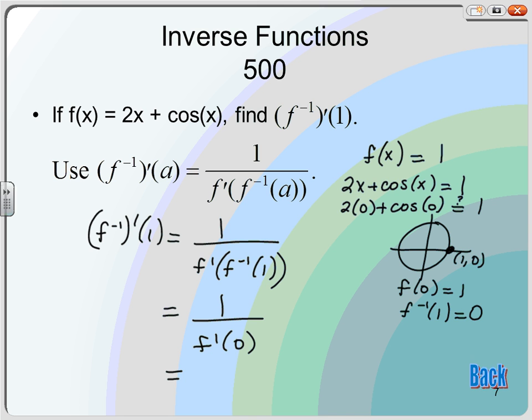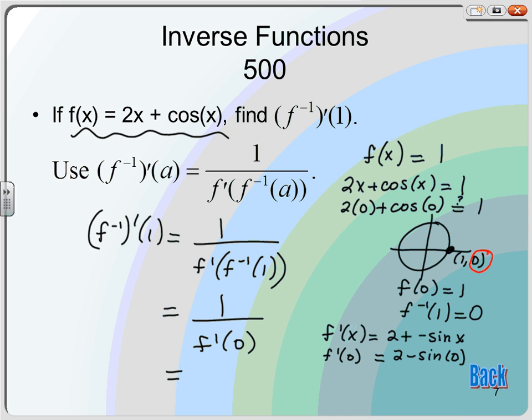So f prime of 0, we need to find that. Well, look at your original, the derivative is 2 plus the derivative of cosine, which is negative sine, so negative sine of x. So 2 minus the sine of x. So f prime of 0 is 2 minus the sine of 0. Looking back up at your unit circle, the sine of 0 is 0. So this is just 2. So your answer is 1/2. All right, that's the end of inverse functions.